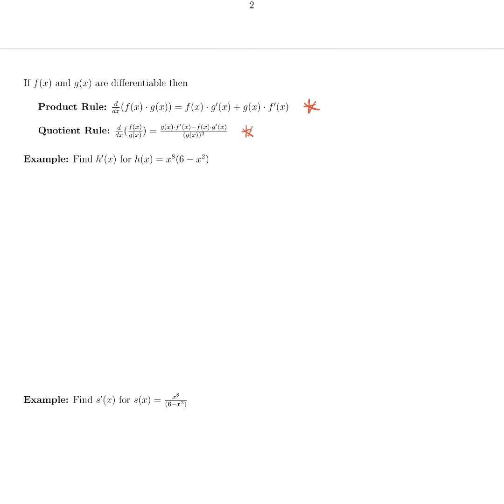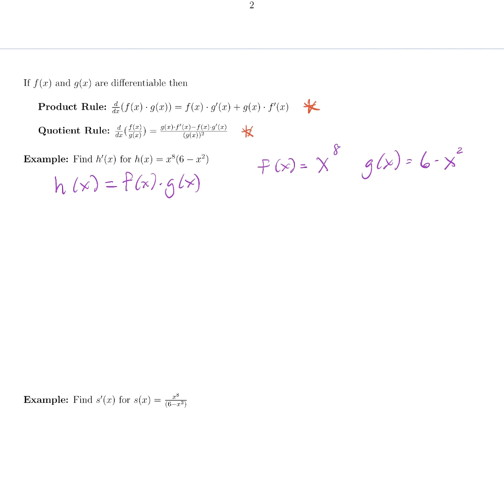So find h prime of x here. So let's see, we want to think, let's break this down. We'll be more efficient as we gain practice with these things, but let's be really clear here. So h of x, if I use the notation above, that's f times g for f of x being equal to x to the 8th and g of x being equal to 6 minus x squared.